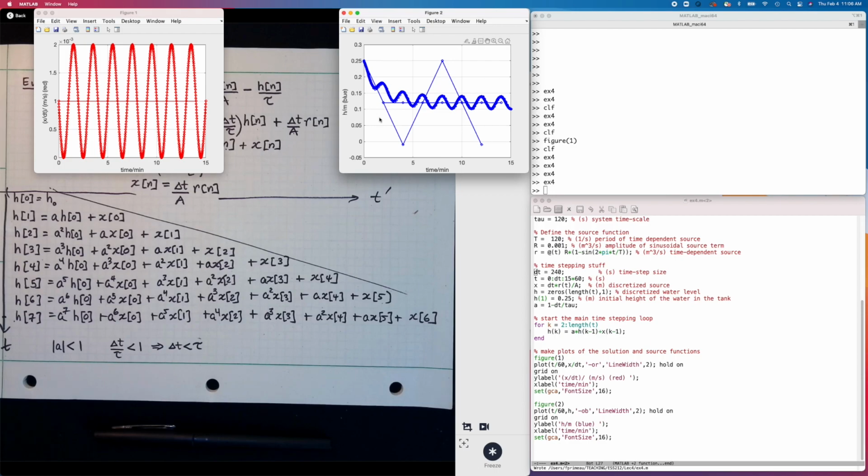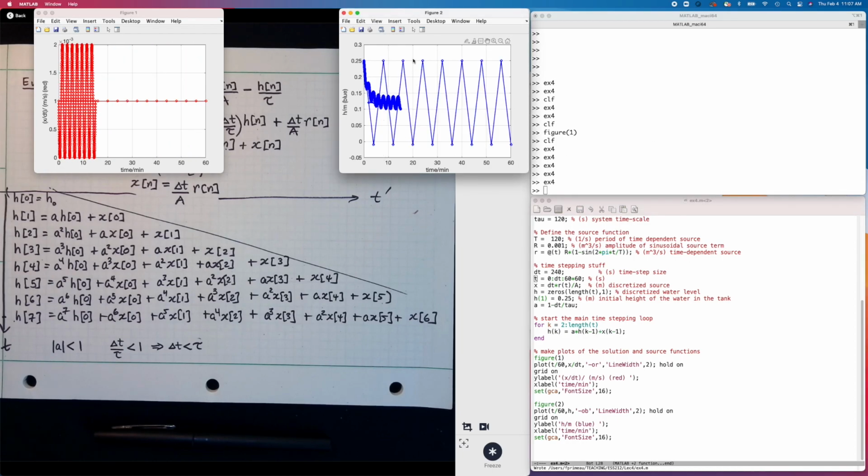And now we're starting to see this kind of weird oscillation. I don't have enough time steps to really see what happens, so let me run it longer. So instead of running for 15 minutes, let's run it for 60 minutes. And then you can see this spurious oscillation at every time step. And again, since I'm taking a step every 4 minutes, and the period of the oscillation is only 2 minutes, I'm again aliasing the frequency of the forcing, and it just looks like a steady forcing.